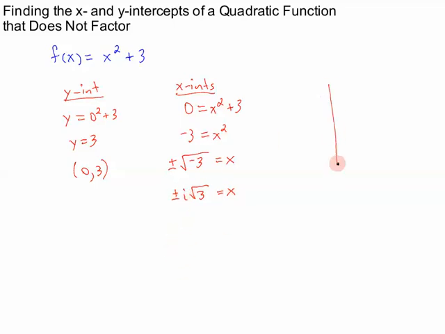Now if you think about the coordinate plane, these are the x and y axes, how in the world could you plot i times the square root of 3? You can't. There's no way to plot i in the xy plane. So there are no real x-intercepts because they have i in them. So this graph is never going to touch the x-axis. And in fact, what it looks like is this sort of thing. And you can see that it never touches the x-axis, so it has no x-intercepts.